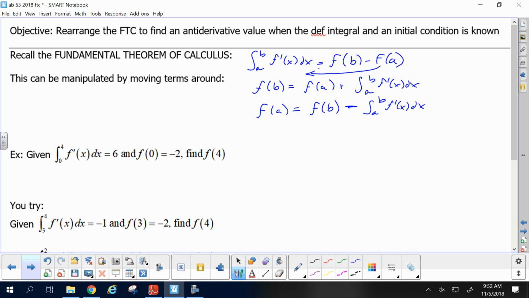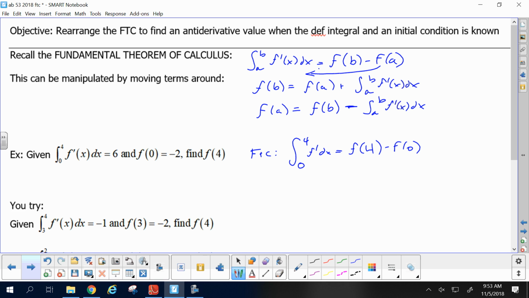So say I have a case like this. I'm telling you the definite integral's value is 6, and I give you that f at 0 is -2. Find f at 4. Start with the fundamental theorem, which is the integral from 0 to 4 of f prime equals f at 4 minus f at 0. Without the values they're giving me, isn't that the fundamental theorem of calculus?